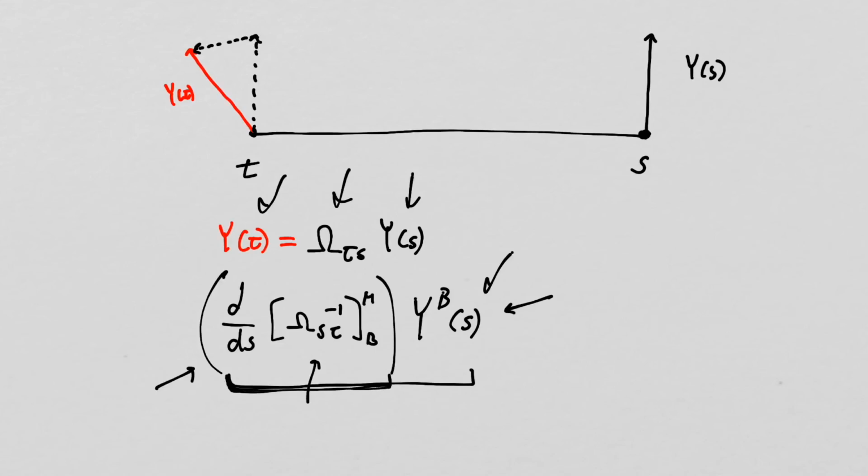It is where the other part is, of course, omega st inverse mu beta d by ds of y beta of s, right? So this is part of what that change is.